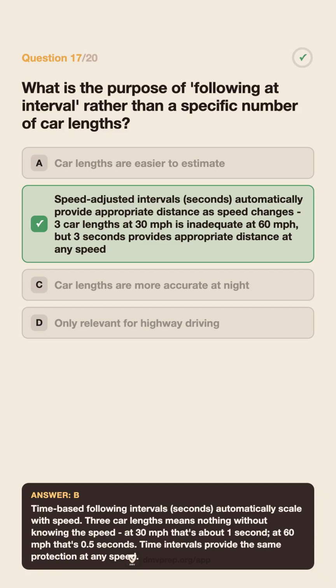The correct answer is B. Time-based following intervals, seconds, automatically scale with speed. 3 car lengths means nothing without knowing the speed. At 30 mph, that's about 1 second. At 60 mph, that's 0.5 seconds. Time intervals provide the same protection at any speed.